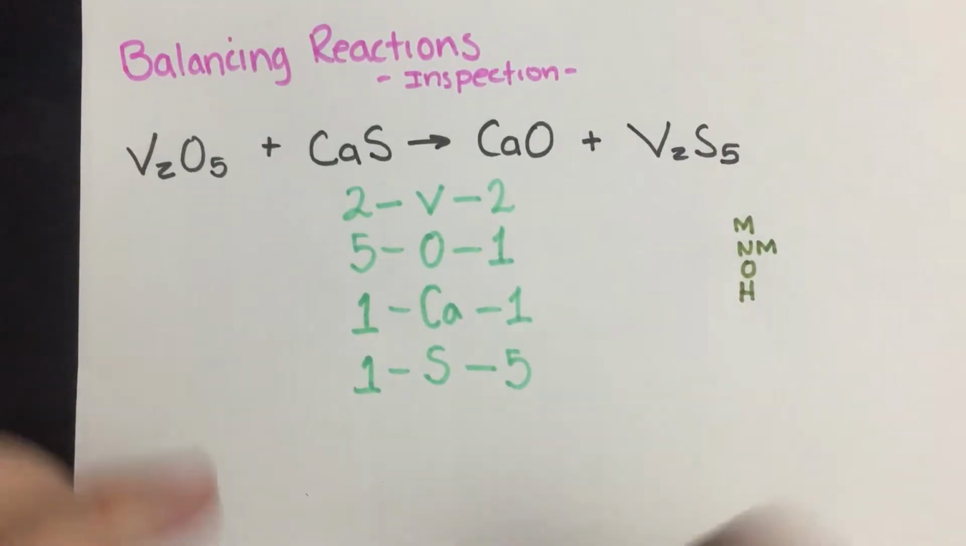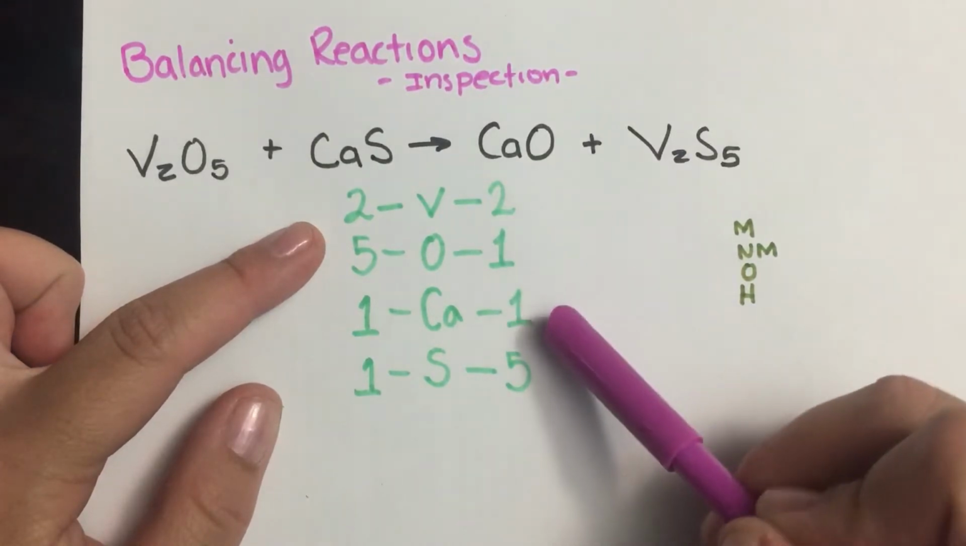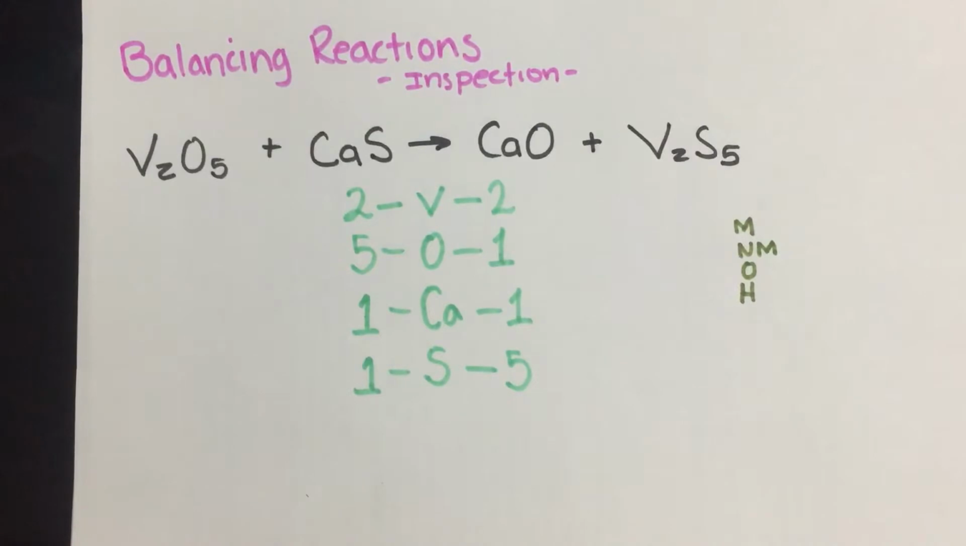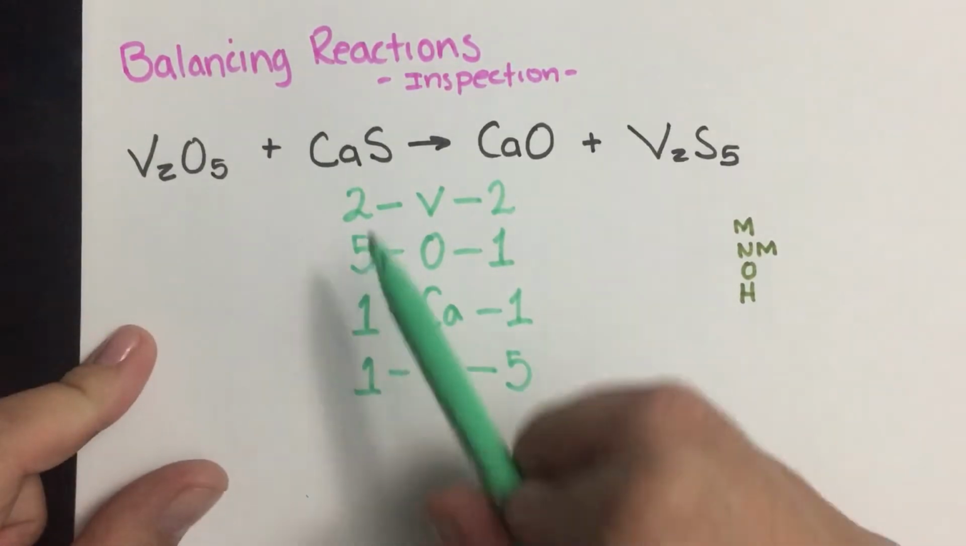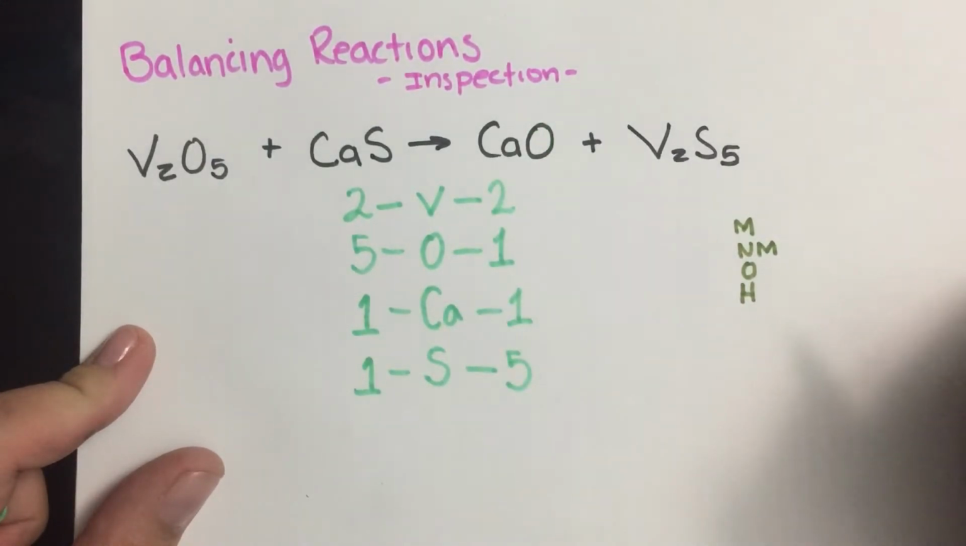So we have vanadium, and we have a calcium. They are both already balanced. We have 2 on the reactant side and 2 on the product side. So we're set in that sense. Calcium, the same thing. We have 1 on the reactants, 1 on the product side. Excellent so far. So now we have non-metals.